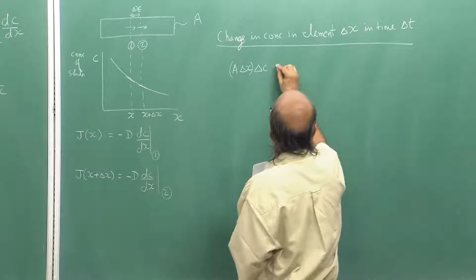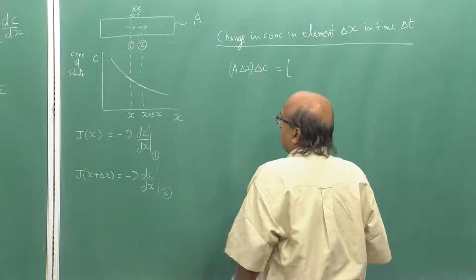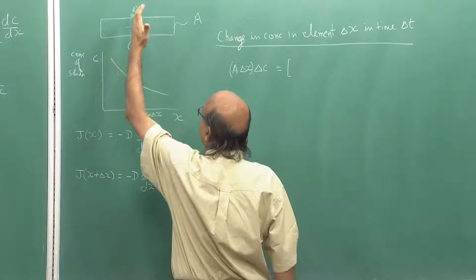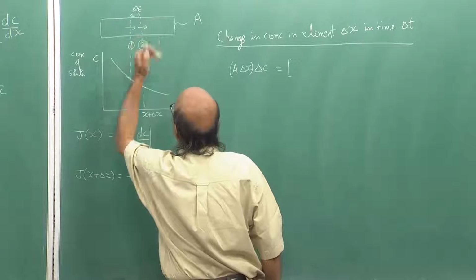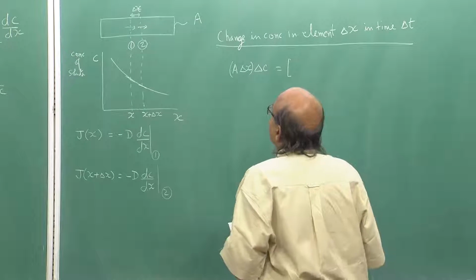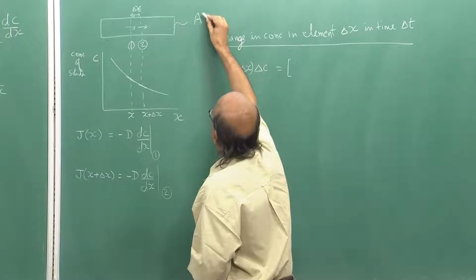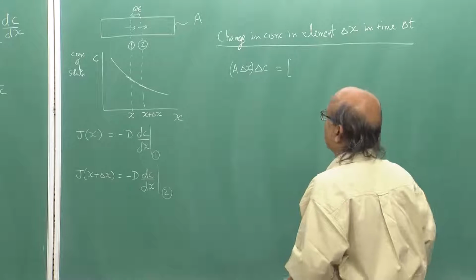This should be equal to the rate at which solute atoms are entering this element minus the rate at which the solute atoms are leaving this element from plane 2, multiplied by the area of cross section, multiplied by the time elapsed, that is delta t.